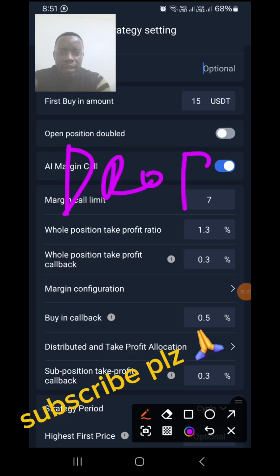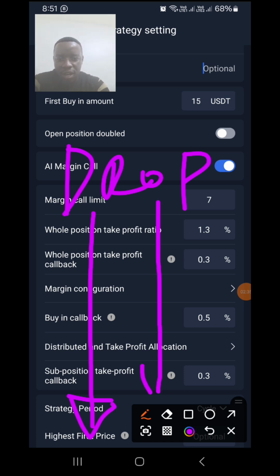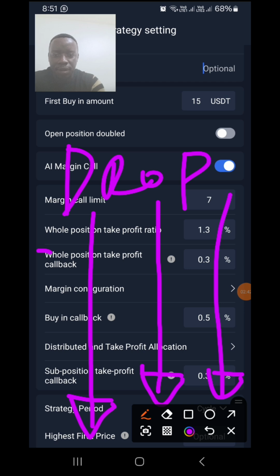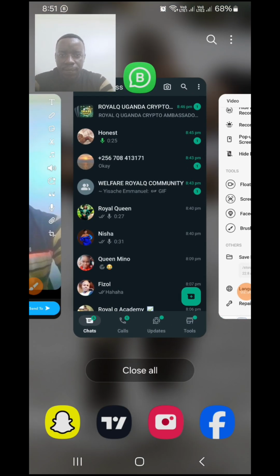drop is how far you want your robot to buy when the market drops. How far do you want your robot to buy when the market drops? Some signals give a call drop of minus 6, others give minus 10. Let us check the signals, maybe that's when you'll know it properly. Let me check the signals here.